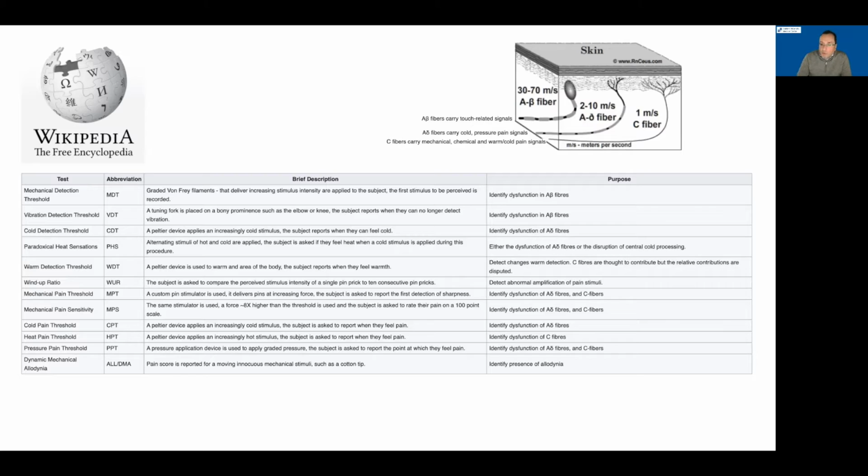It gives you much more. For instance, you can see here the pinprick, the wind-up ratio, which is performed by a pinprick test on the skin, and it gives you an indication of amplification, of sensitization, which might be, by the way, segmental on a specific area of the skin, or it might be more generalized, central sensitization. So these tests give you a lot of information.